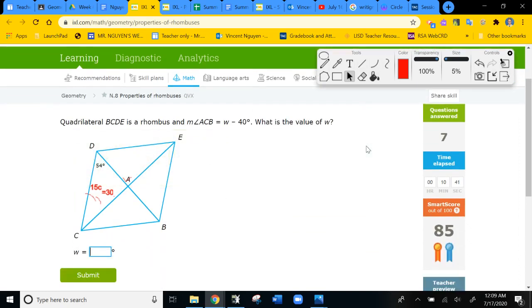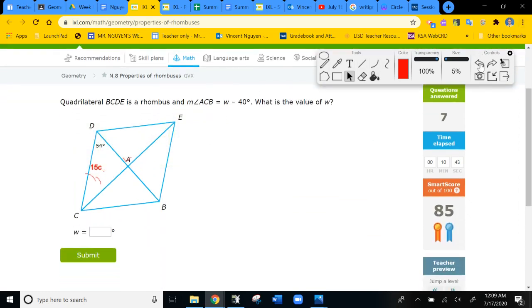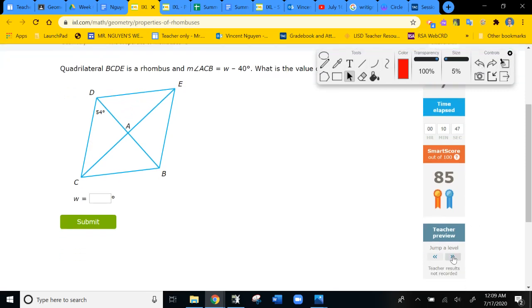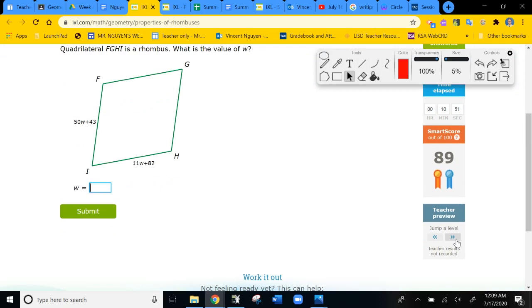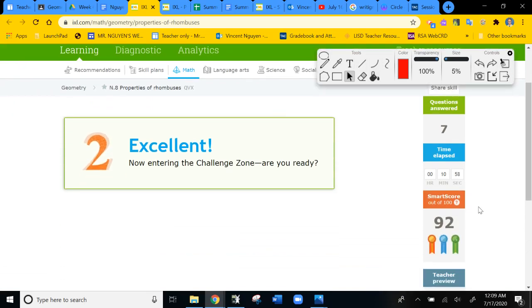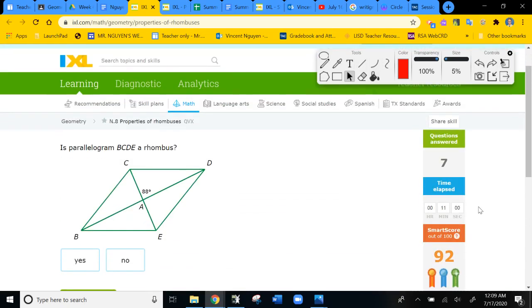Submit. Yay. All right. I'm going to skip. I want to get us to the challenge zone because those are more interesting problems. Sides are the same, set them equal, solve. So pretty repeating problems there. All right. Let's do the challenge zone.